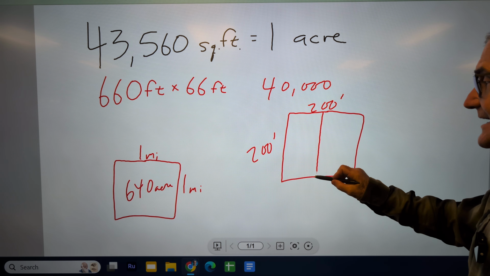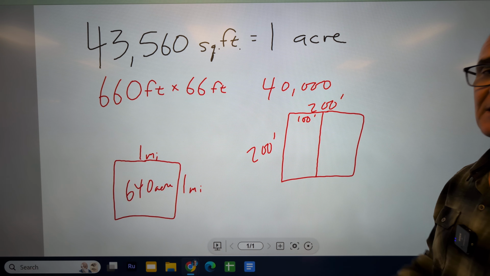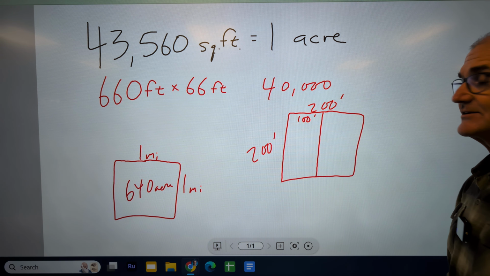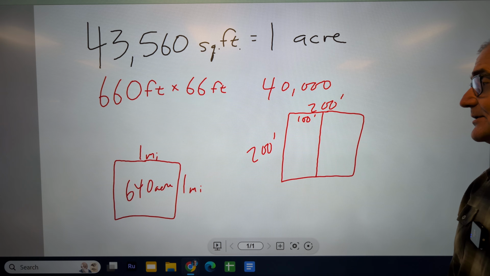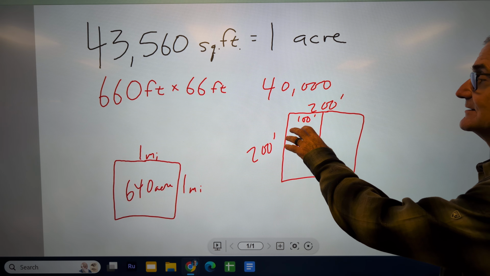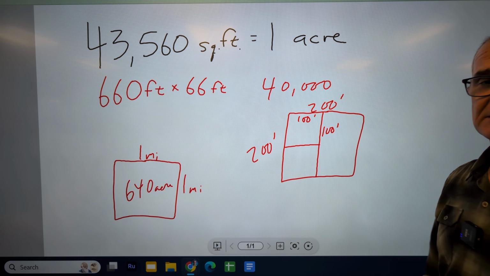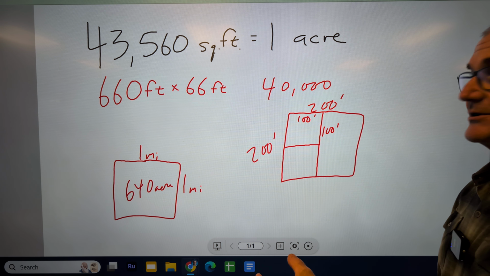If you cut that in half this way, you are now 100 feet by 200 feet. Again, approximation. That's a half acre, still a big residential parcel. You cut that in half again to get a quarter acre, 100 feet by 100 feet. That's a quarter acre, still a pretty big residential parcel.